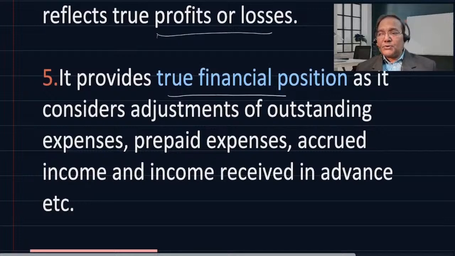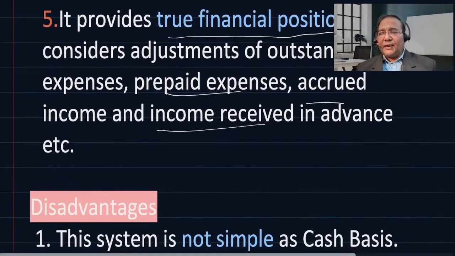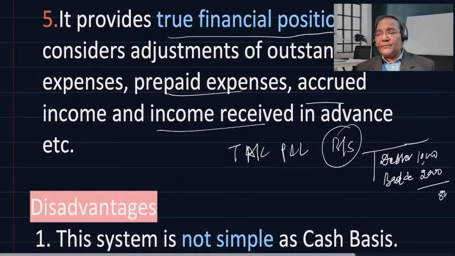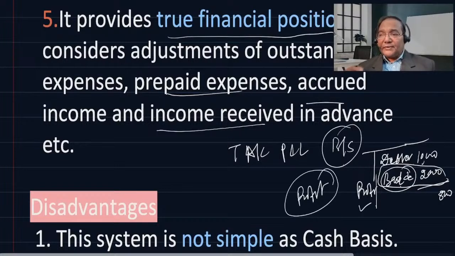It provides true financial position as it considers adjustments of outstanding expenses, prepaid expenses, accrued income, income received. The financial position of an organization is seen in, let's say, the trading account, P&L account, balance sheet. Now in the balance sheet, if there is a debtor from whom money is to be received, let's say 10,000 rupees, and there is a likelihood of bad debt of 2000 rupees which is not going to be received, we will treat this asset as a debtor of only 8000 rupees, because we are conservative that a provision is to be made for bad debt. That means this amount is not going to be received. Therefore we have deducted it from the debtors, and this bad debt amount is deducted from the profit, so that profit is not seen inflated.